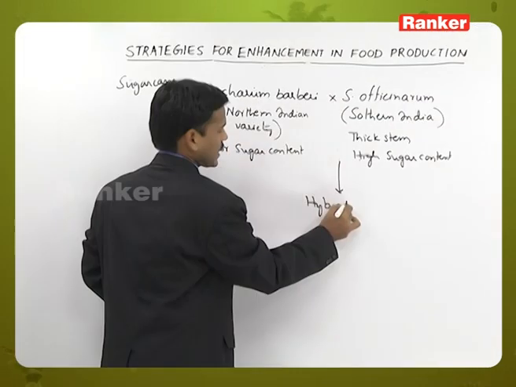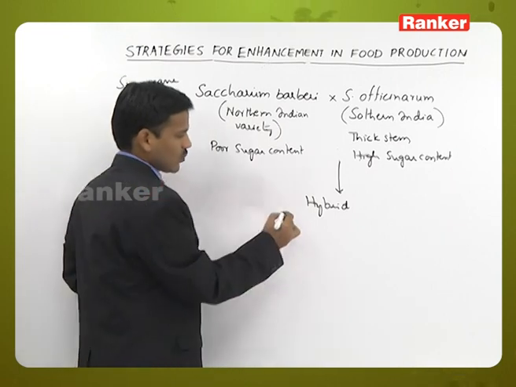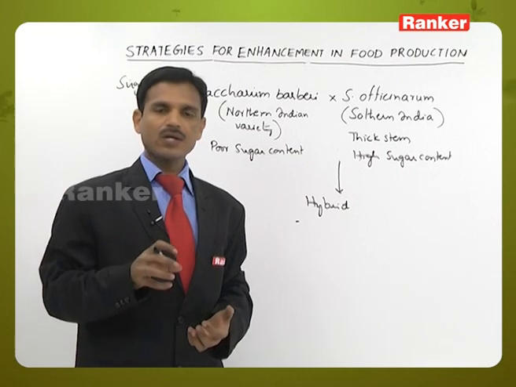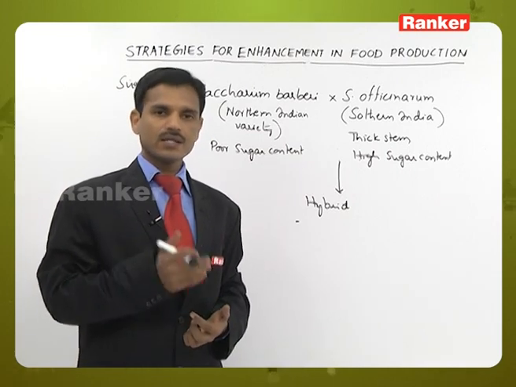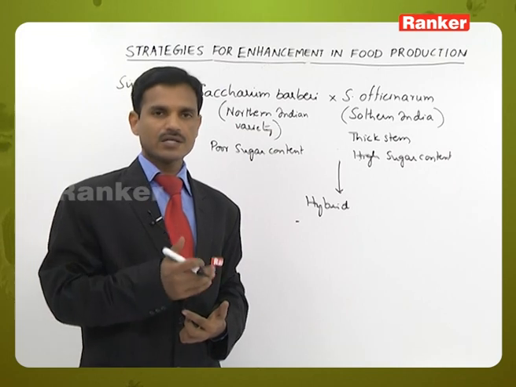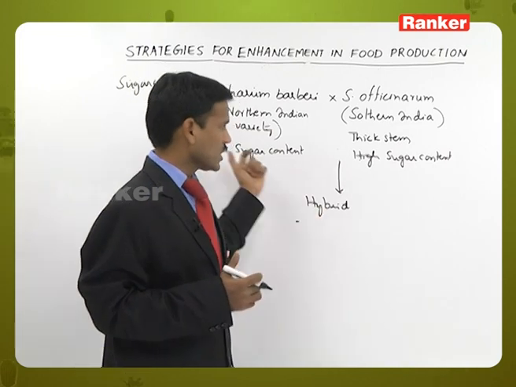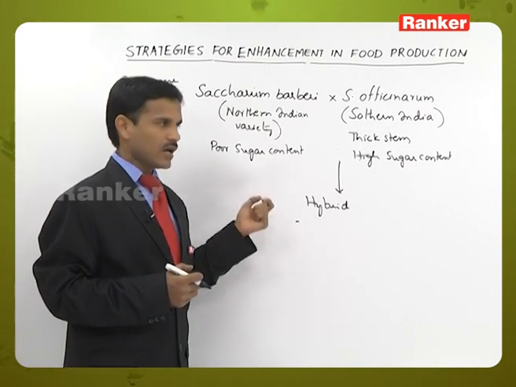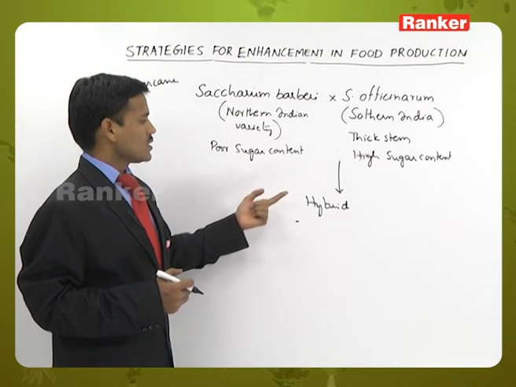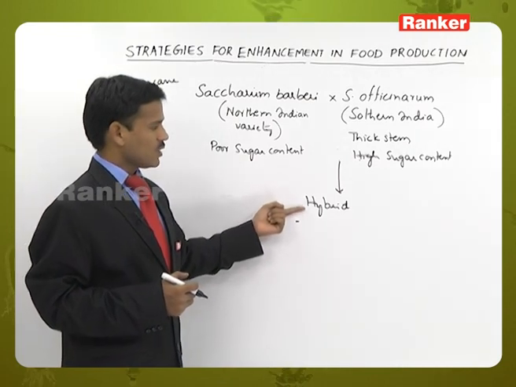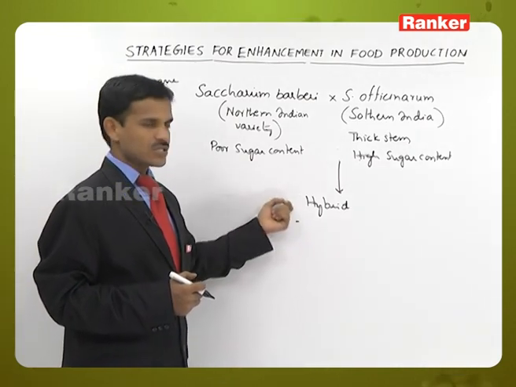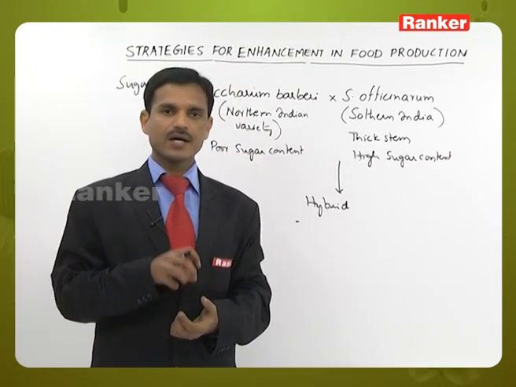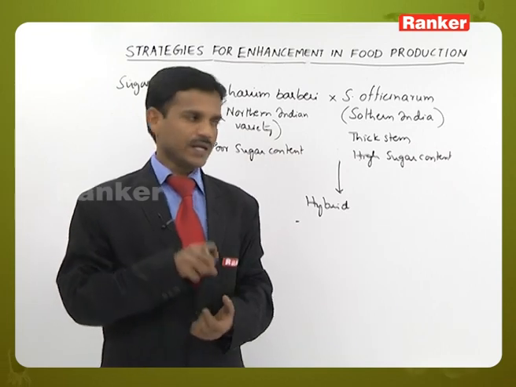The hybrid plant shows both qualities: high sugar content and a thick stem, and the plant can grow in the southern region and the northern region also. So the hybrid shows all the qualities, a thick stem, high sugar content or high yield, and the ability to grow in all regions. This type of sugarcane plant is produced, and they are giving more yield.